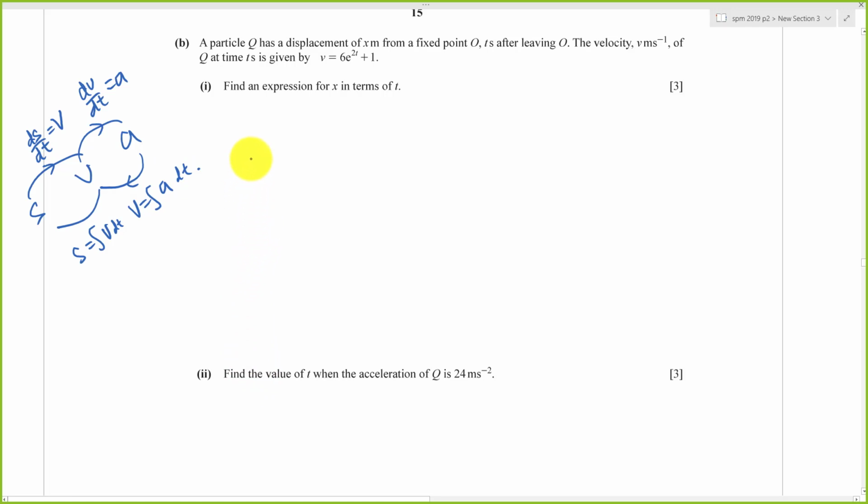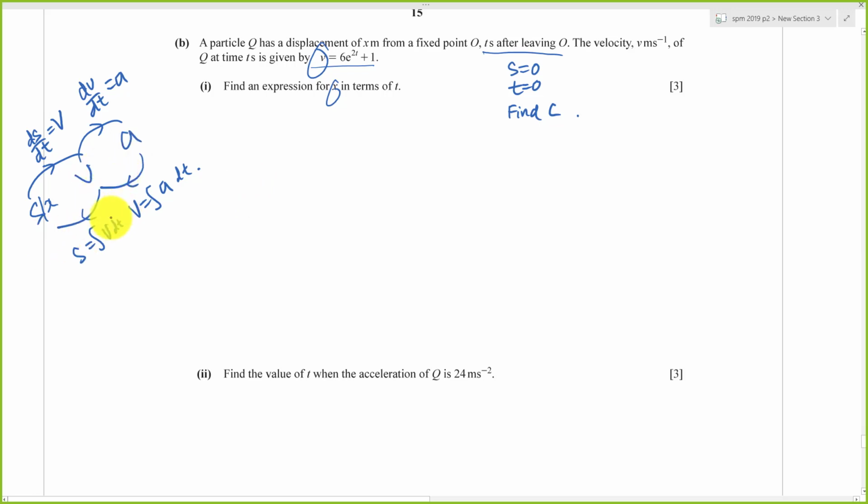Okay, so from there: a particle Q has displacement x from the fixed point O, t seconds after leaving O. This information tells you S equals 0 when t equals 0. What's the purpose of it? It helps you to find C. The velocity of Q is given by this one. Find the expression for x in terms of t. Now you have V. S and x are the same thing, just sometimes they use S, sometimes they use x. So you have V and you want to go to x.